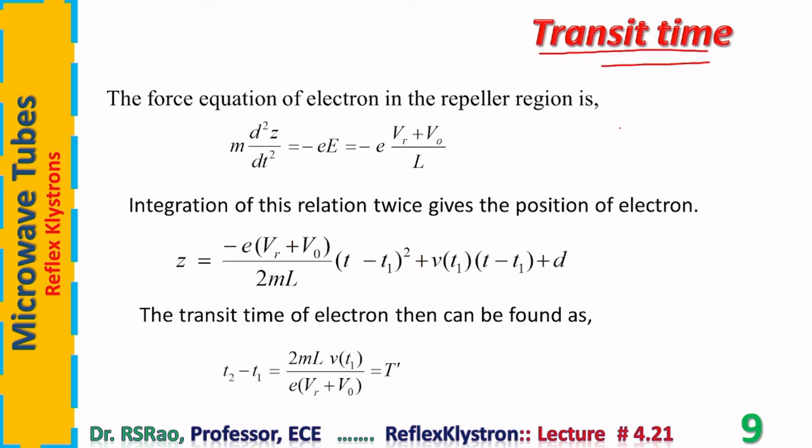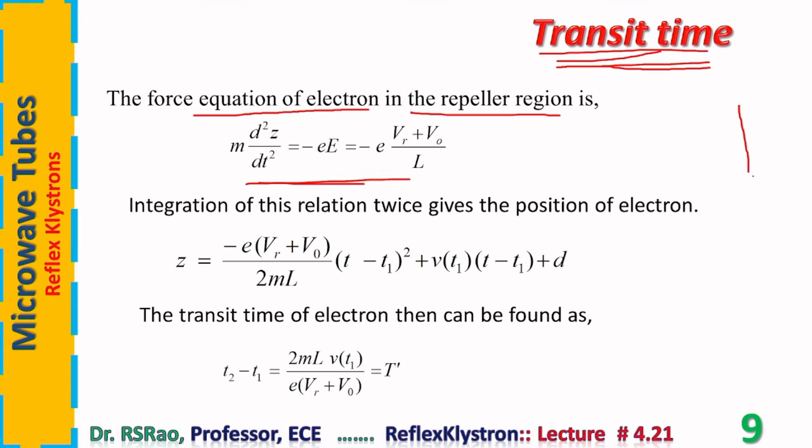There are two transit times in reflex klystrons. One transit time refers to transit of grid gap by the electron. Another transit time refers to transit of repeller region by the electron. Here, the second one we are going to discuss. The force equation of electron in the repeller region is given by this formula.